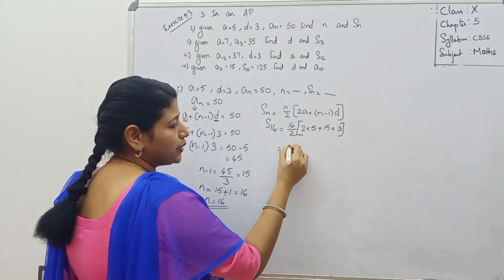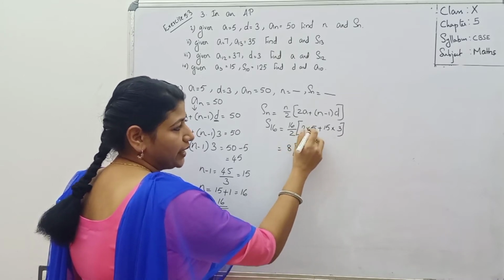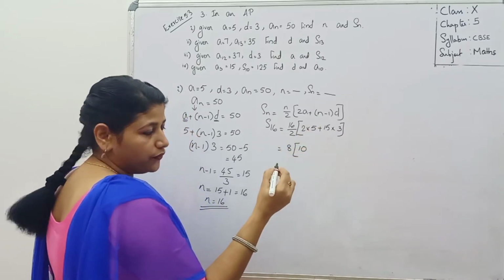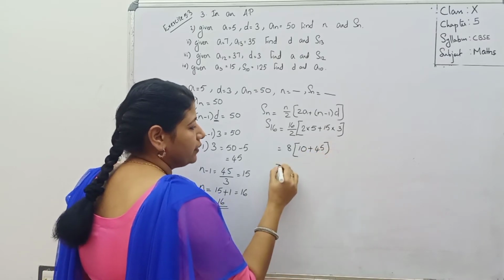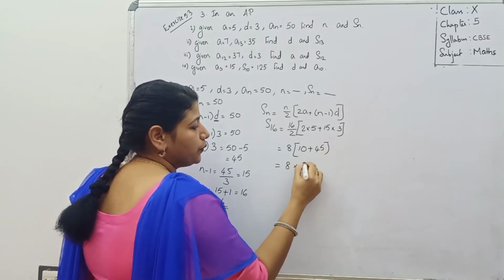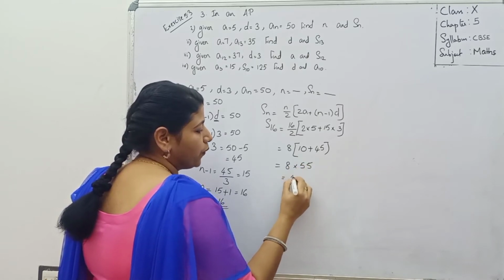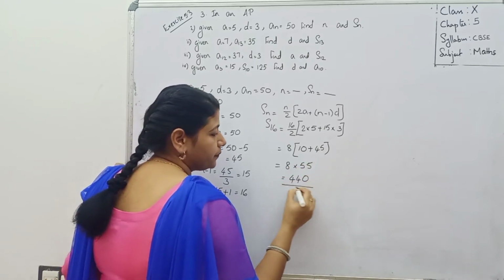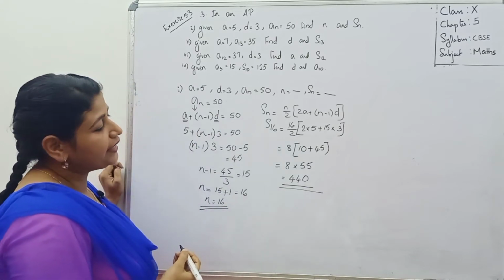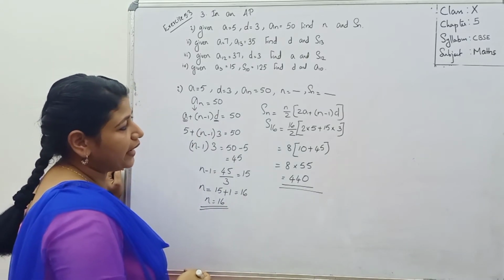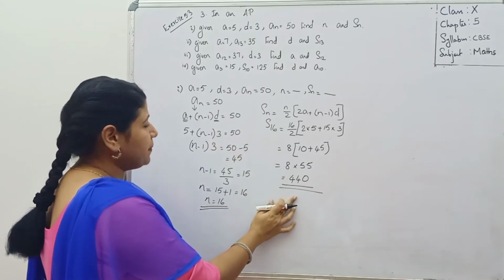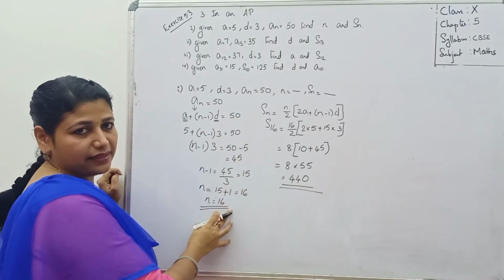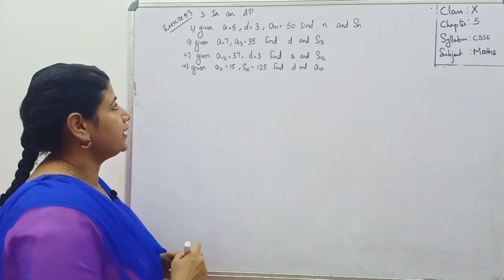So 16 by 2 is 8. In bracket you can write 2 into 5 is 10. Plus 15 into 3 is 45. We'll write 8 into 55, which is equal to 440. Okay, so this is the sum of n terms. That means sum of first 16 terms of this sequence is 440 and n is 16. Got it?